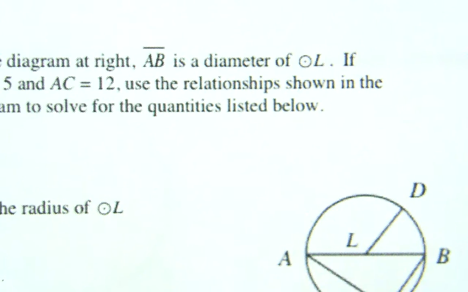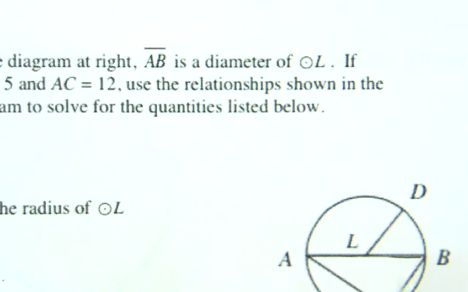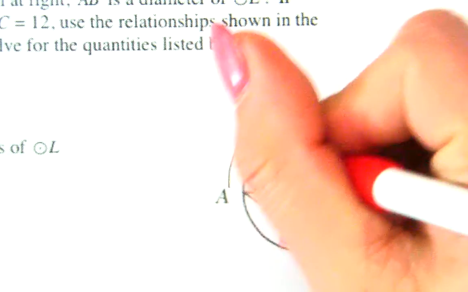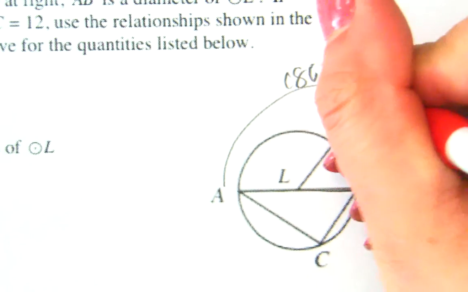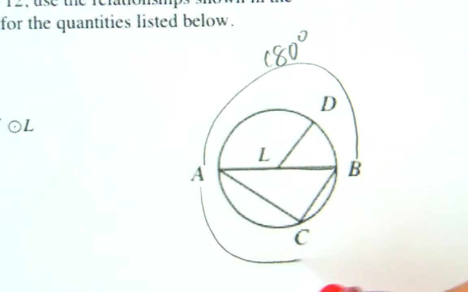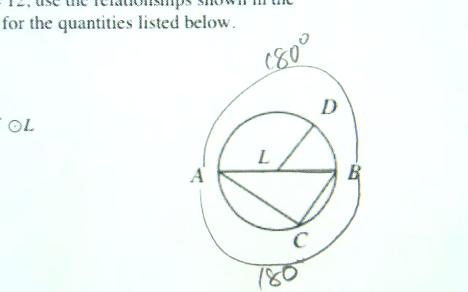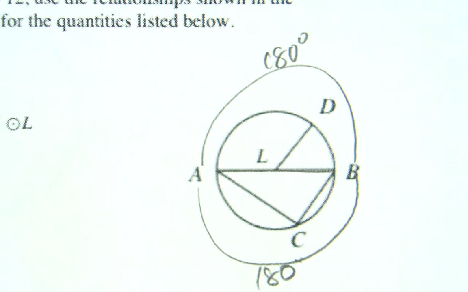So in the diagram, AB is the diameter. Okay, so that pretty much tells me that this whole thing here is 180, and then from here to here, it's 180. All right, that takes care of that. So if BC is 5 and AC is 12, use the relationship shown in the diagram to solve for the quantities listed below. Okay, so let's see what we know.